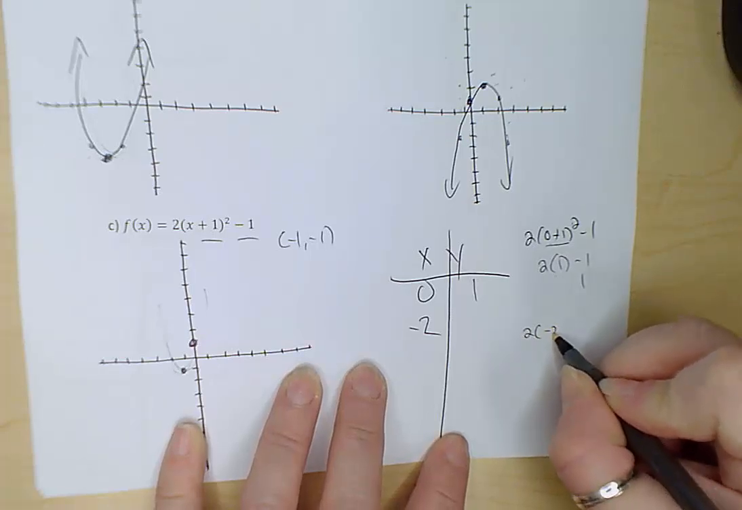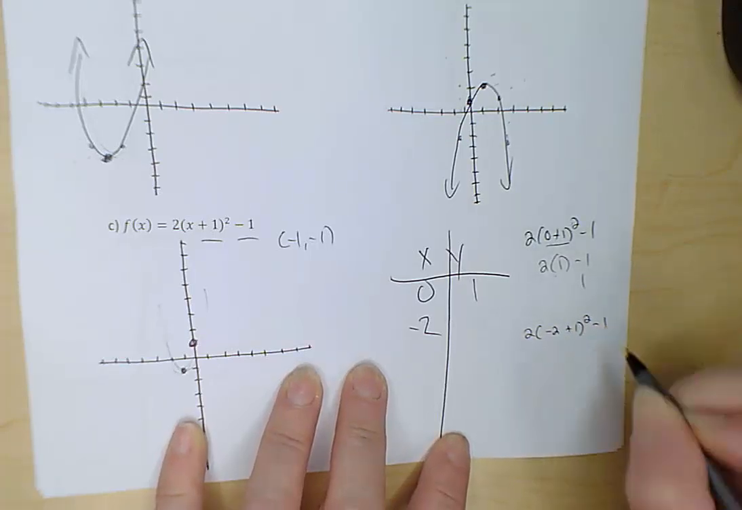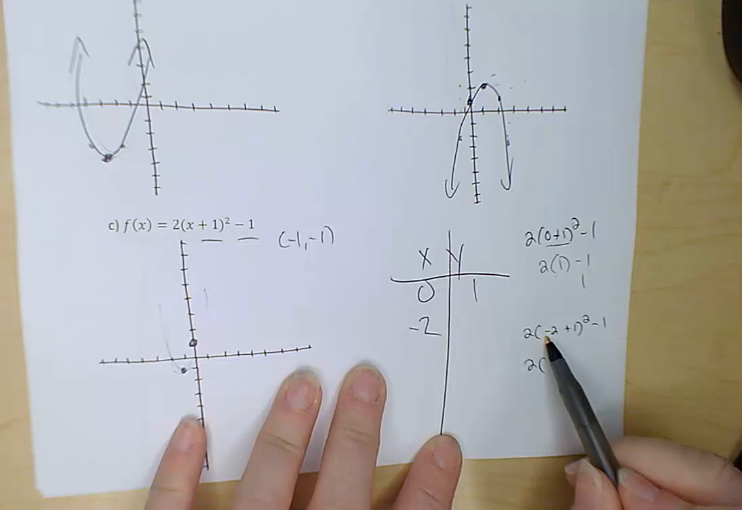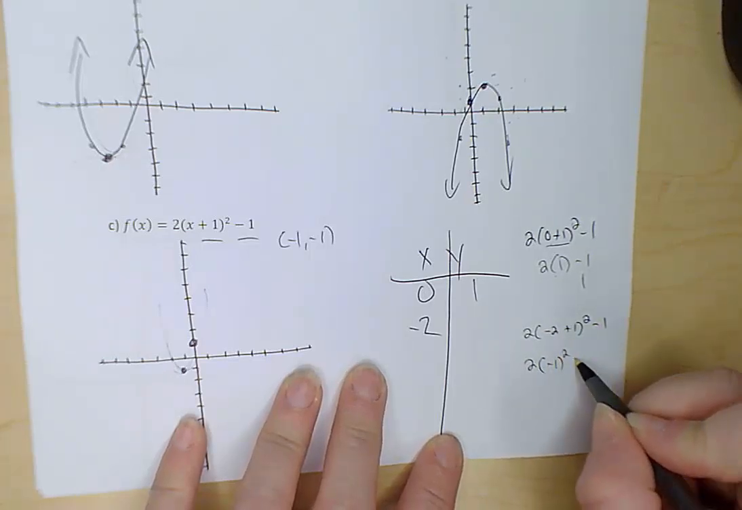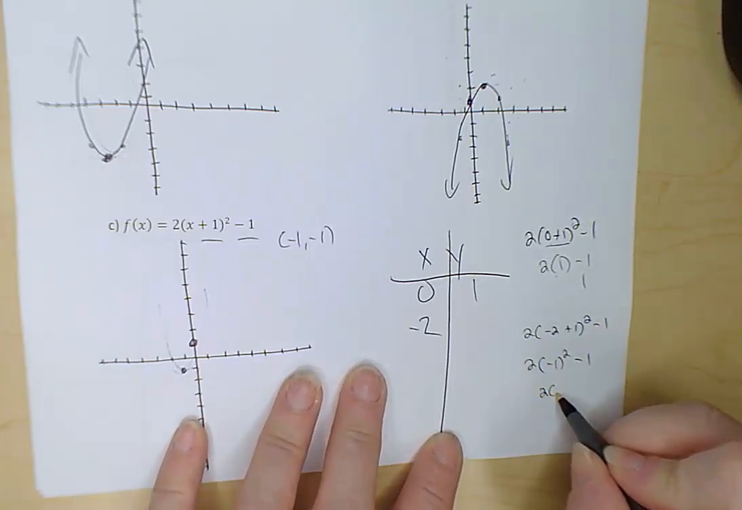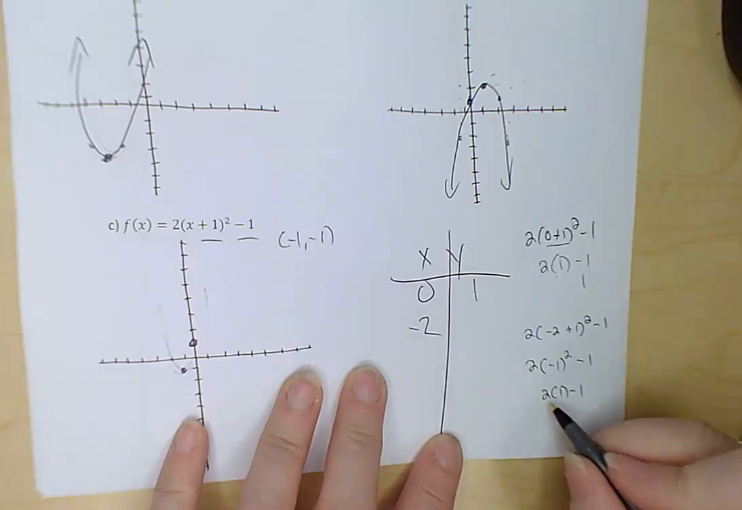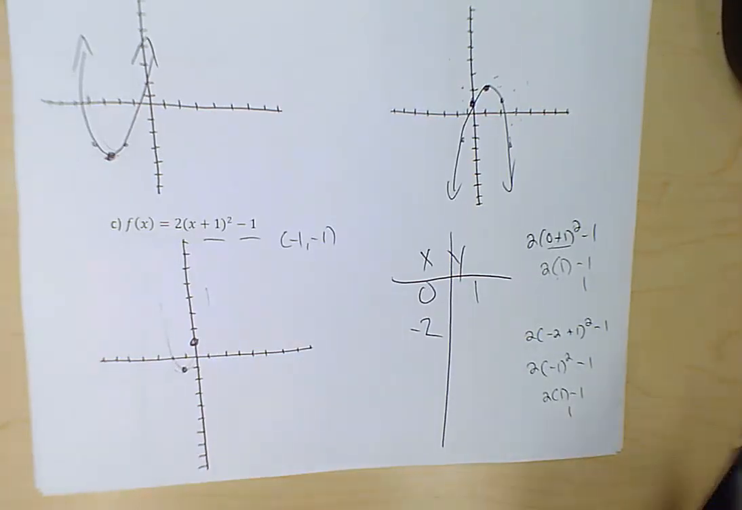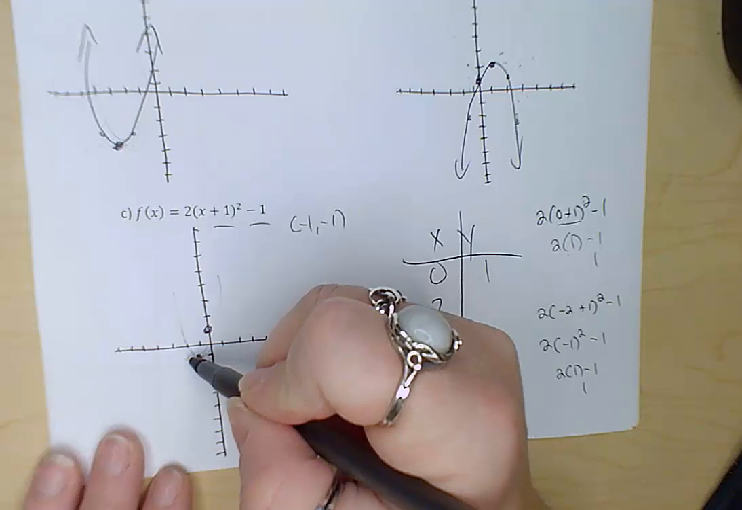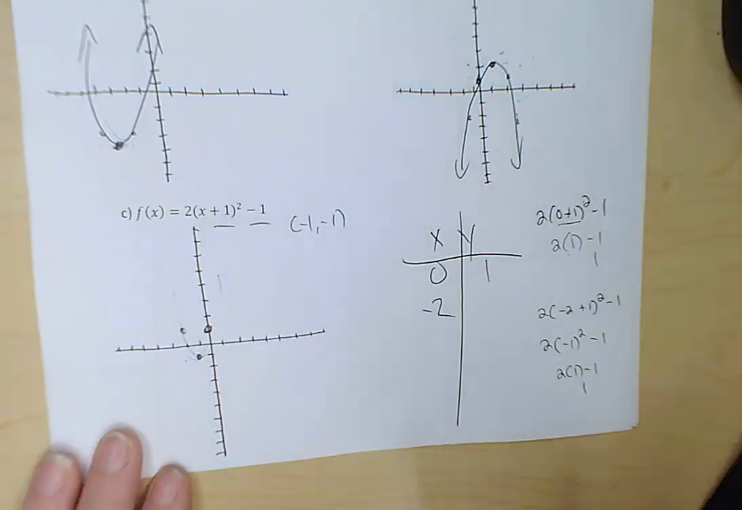If I plug in a negative 2 and simplify as well here, well, negative 2 plus 1 is a negative 1. Negative 1 times negative 1 is just a 1. So we get 2 minus 1 is just a 1 all over again. So for a negative 2, we get a positive 1.